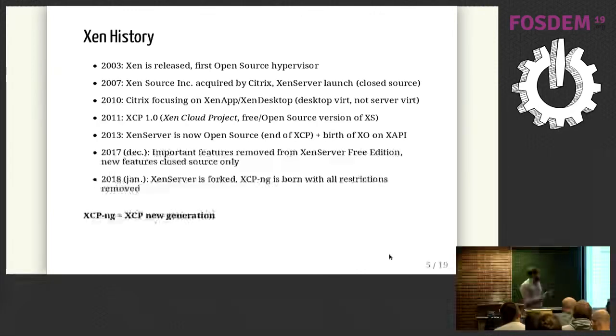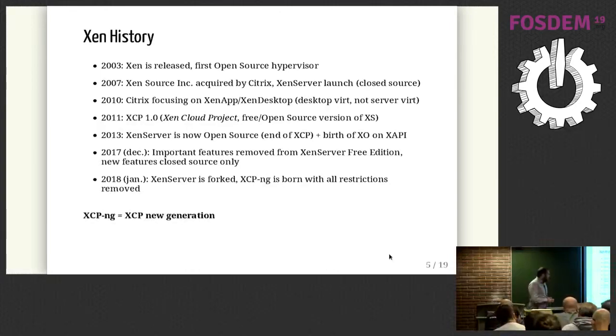One year later, the first release of XCP was done, and basically it was the open source version of XenServer. And XCP means Xen Cloud Platform, so you start to know about XCP, so you can imagine why it's XCP-ng, because it's XCP new generation. A few years later, XenServer was open sourced, so it meant the end of the XCP project, because now everything is open source, no problem. And this is when we started to work on Xen Orchestra, just to give you some timing.